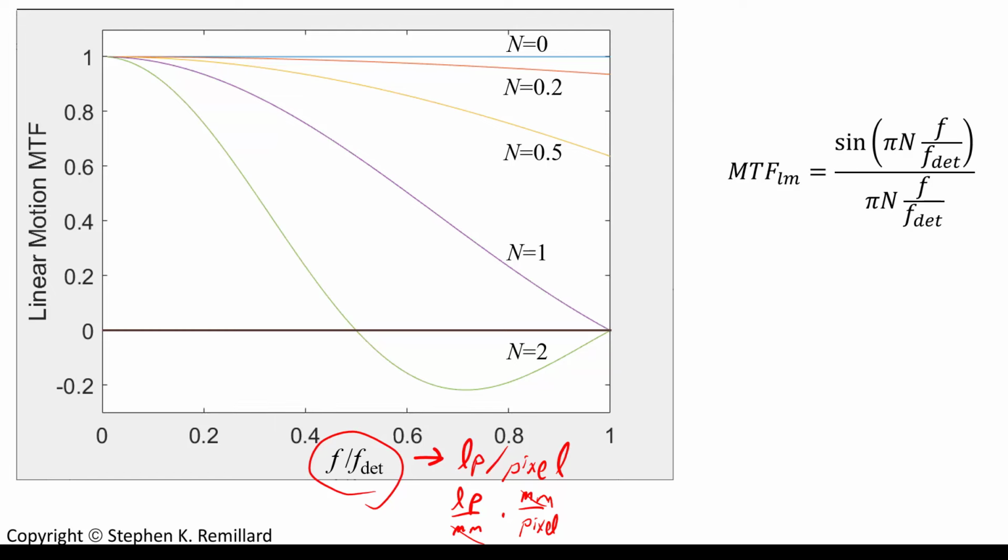I want to bring up something about sine. In an MTF that's a sinc function, whether it's linear motion or detector, they're originating from the same argument. Some authors put in absolute value markers around the sine in order to keep this positive. I guess the feeling is that because it's the modulus of the optical transfer function, it shouldn't be a negative number.